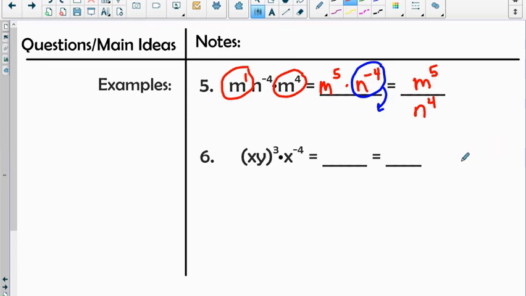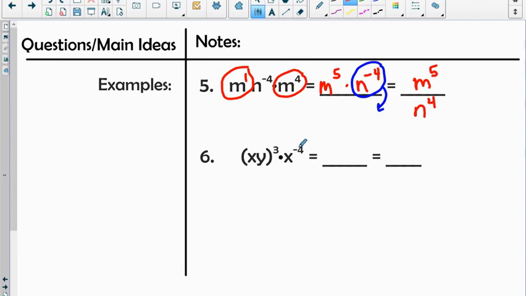All right, last one is number 6. You can see what we have there. We've got some grouping symbols. We've got some negative exponents. We also have two different types of bases here. We've got x's and y's appearing. So let's see how this one will play out. x times y to the 3rd power times x to the negative 4th power.